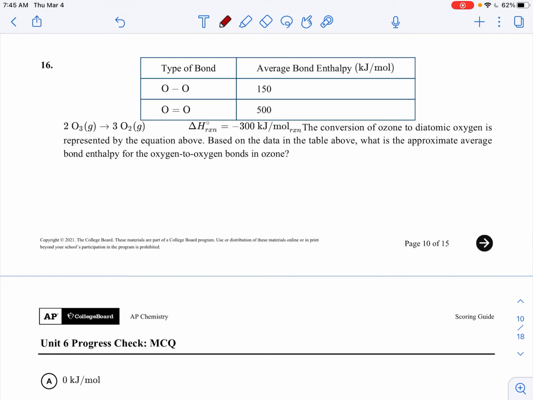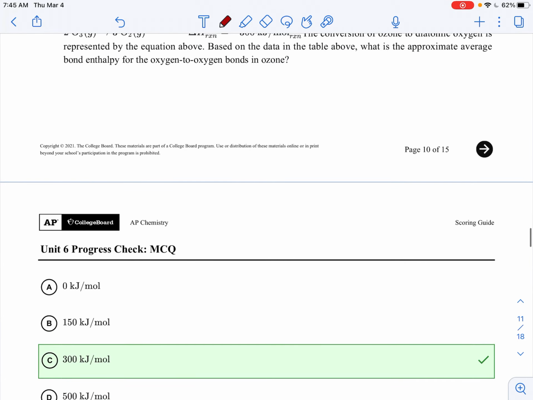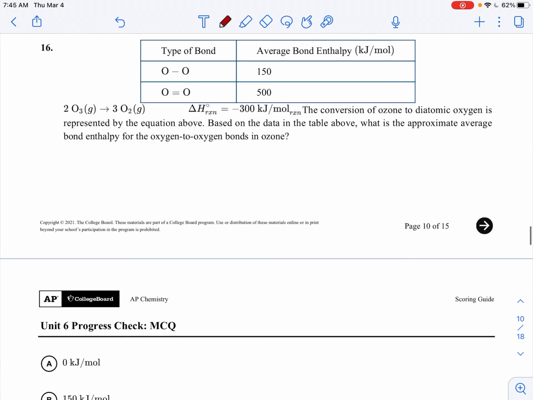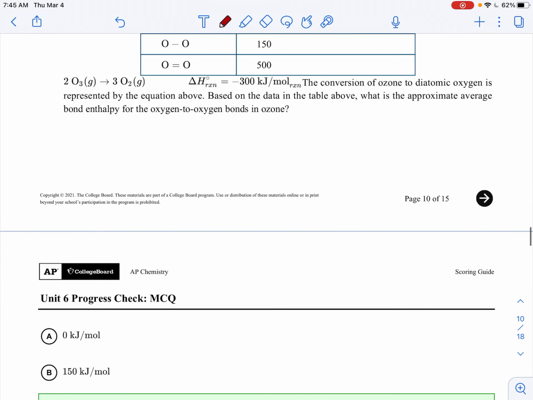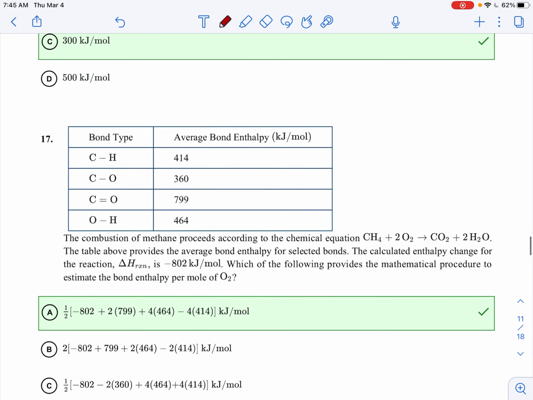Now 16, I can't tell y'all how many times I've actually worked 16 out. I have no idea why the answer is 300. Every time I work it out, I get 600. So I'm just going to have to consult with Ms. Shoemaker and see if there's anything that I'm missing here. But as of right now, we're just going to skip over that.